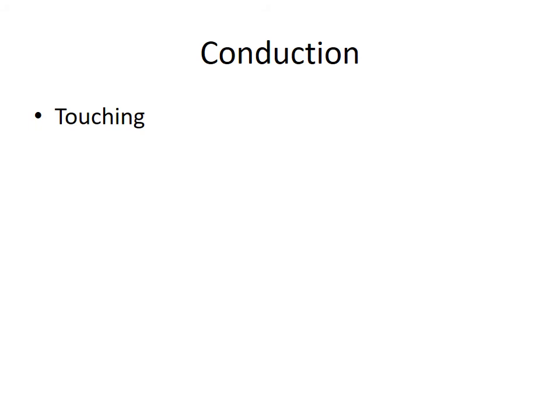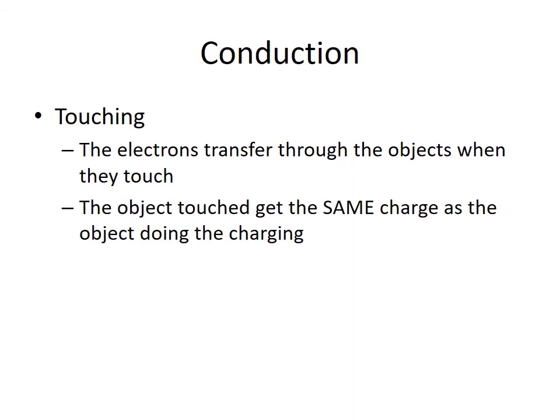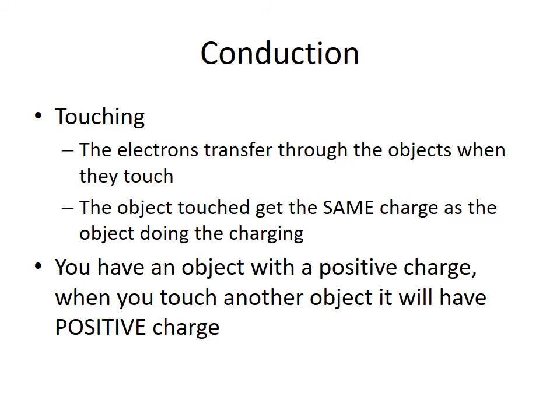Conduction means that they're touching, so electrons can transfer when they touch. If you have an electrically charged rod and you bring it near, say, a balloon, you can transfer your charge to the other by touching it. When an object is touched and is transferring charge by conduction, the same charge is being sent across. So if we charge a rod to a negative charge and then touch something that doesn't have a charge, we have transferred our negative charge to that other object. If you have an object with a positive charge, when you touch another object, it will give it a positive charge.